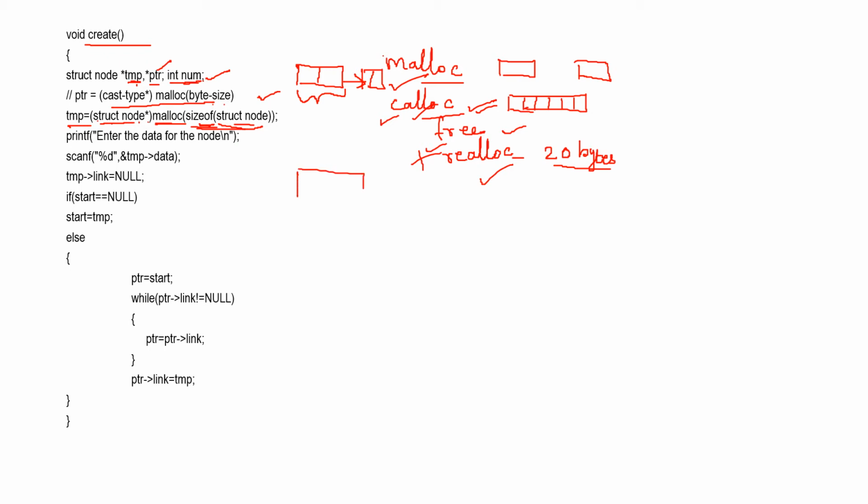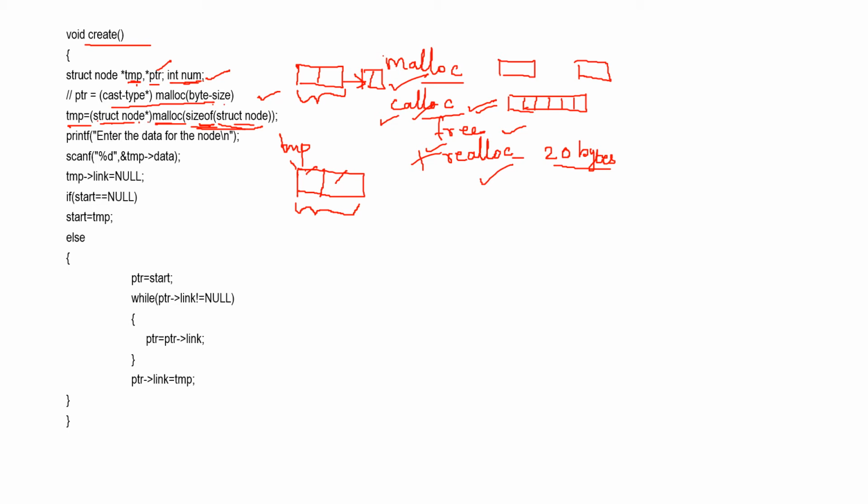For example, I am reserving one memory space, sizeof struct node, which enables us to allocate one memory space to store the data and the link field. Okay, and it will be pointed to by the variable temp.